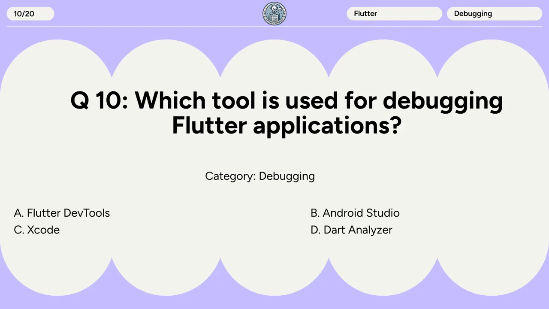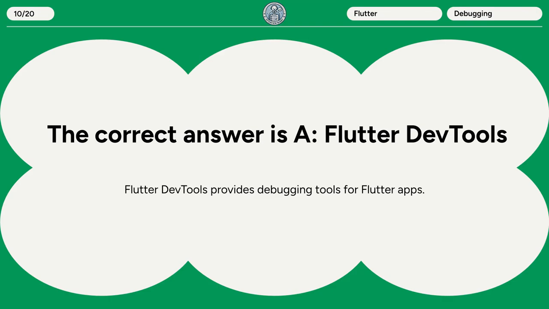Question 10. Which tool is used for debugging Flutter applications? A. Flutter DevTools. B. Android Studio. C. Xcode. D. Dart Analyzer. The correct answer is A. Flutter DevTools. Flutter DevTools provides debugging tools for Flutter apps.